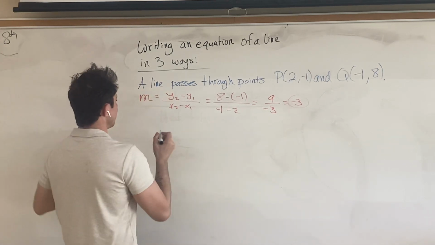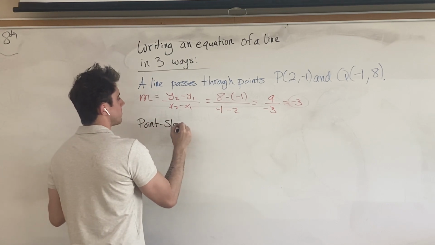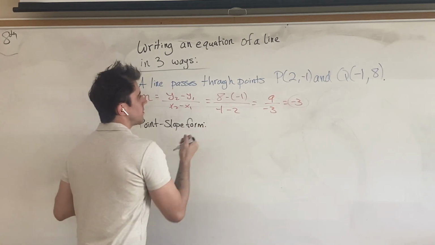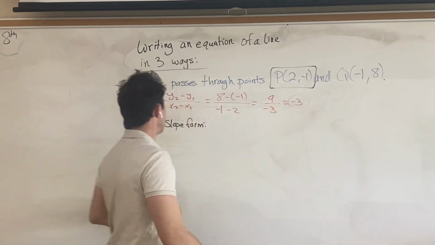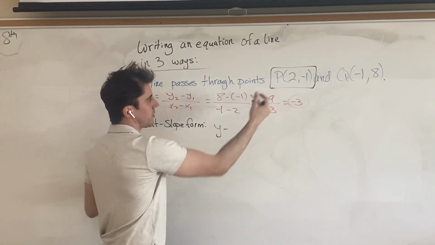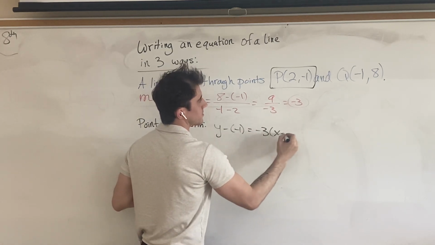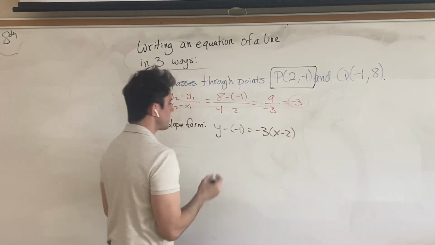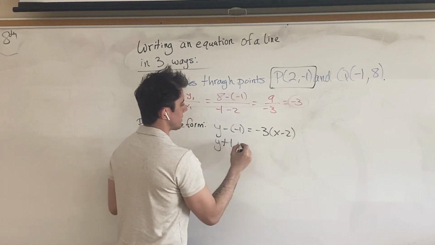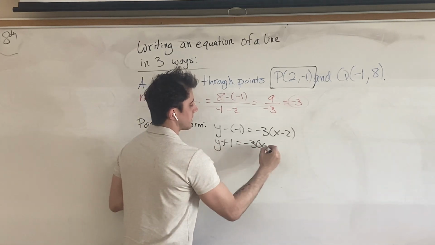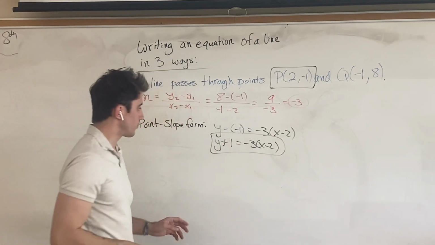So in point-slope form, I'll use the coordinates of point P for no specific reason rather than point Q. So we have y minus the y coordinate, so it'll be y minus -1 is equal to the slope, -3, times x minus the x coordinate of the point we're using, and minus -1 is the same as adding 1, so we can write this a tiny bit simplified as y plus 1 is equal to -3 bracket x minus 2.